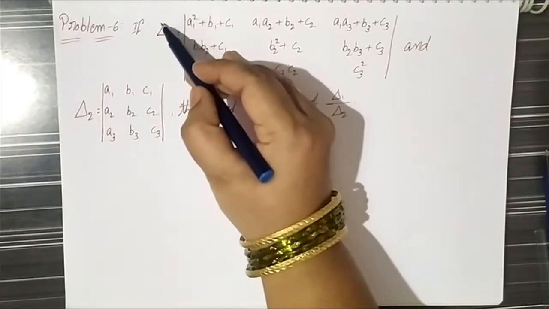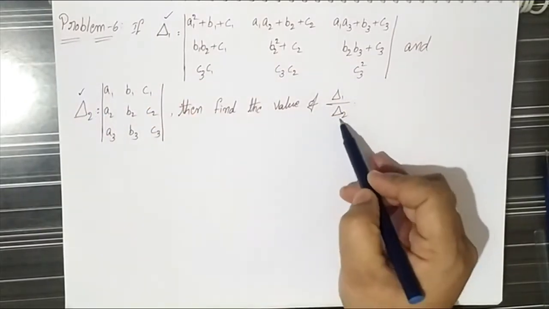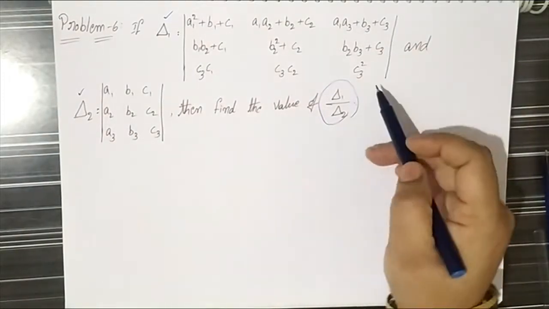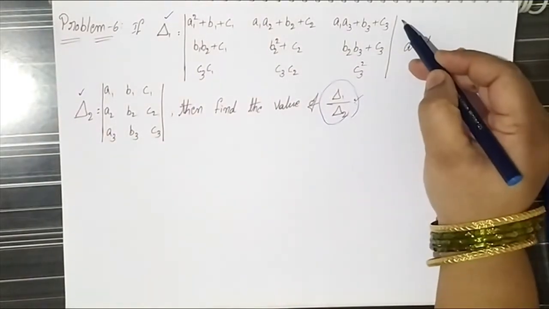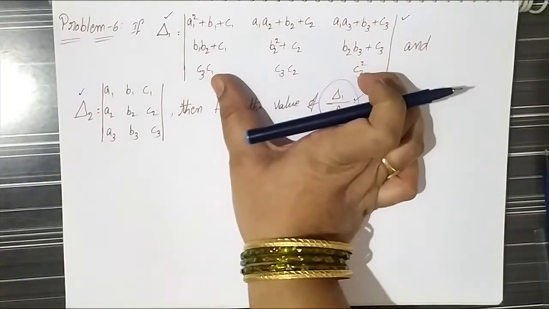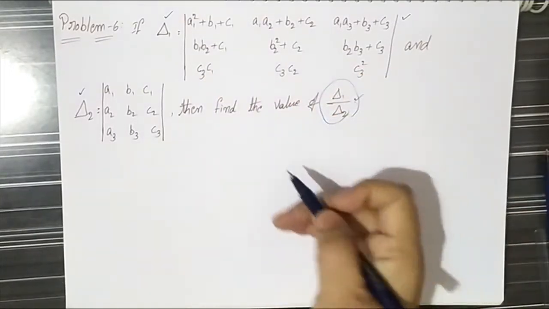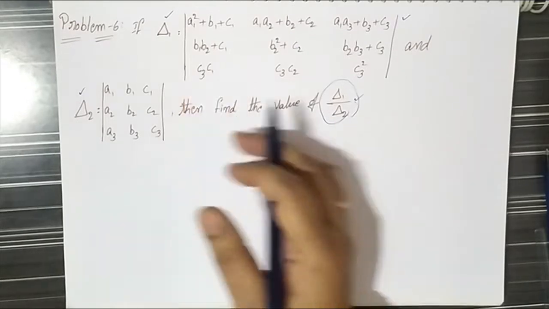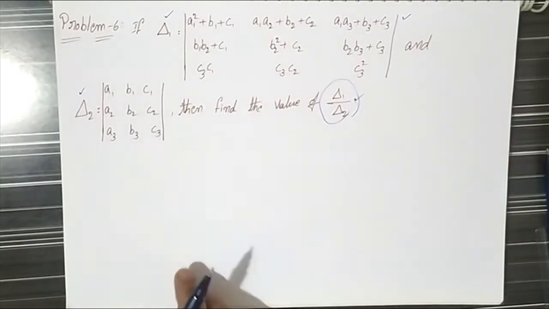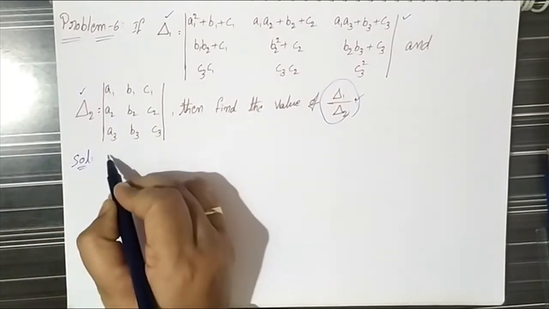In this problem we are given the delta 1 determinant value and the delta 2 determinant value, and we have to find the delta 1 by delta 2 value. For this, we will simplify delta 1. A very lengthy determinant can be split into small determinants. Then next we will find the delta 1 by delta 2 value.